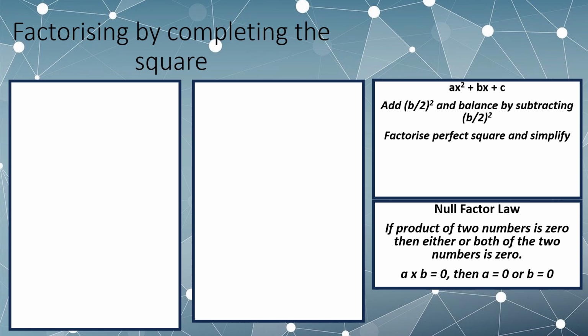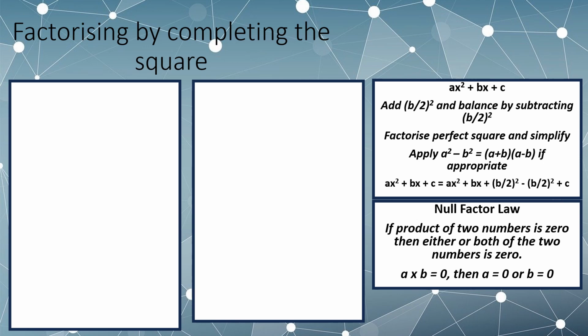We then apply a squared subtract b squared is equal to a plus b multiplied by a minus b, if appropriate, as sometimes completing the square can lead to incomplete factorizations. So looking at the example below with just the text and our unknown variables, we'll end up with ax squared plus bx plus b over 2 squared subtract b over 2 squared plus c. Now that sounds like a lot going on, so let's look at it again with some actual numerical examples.